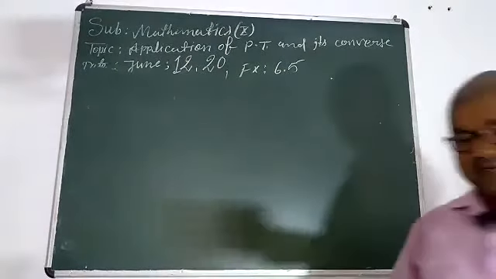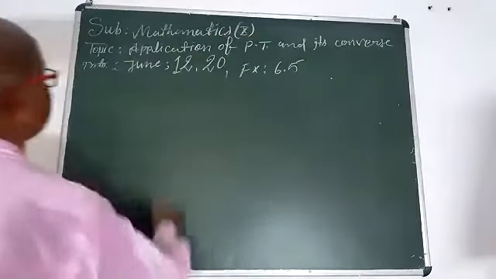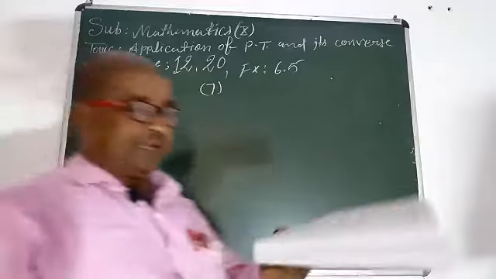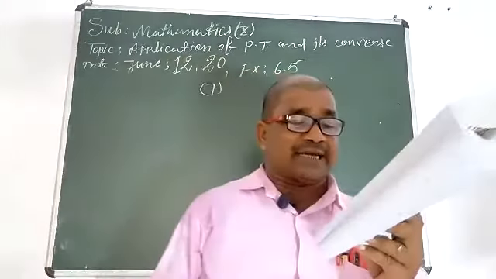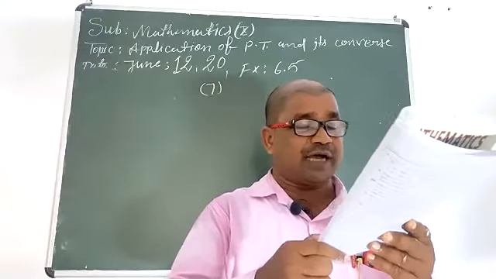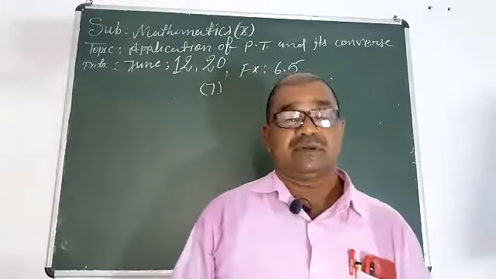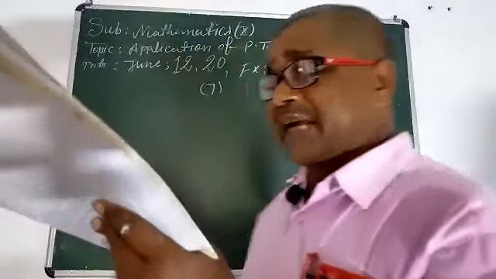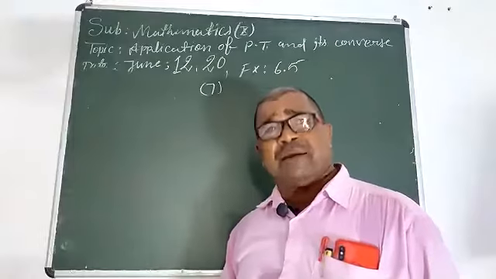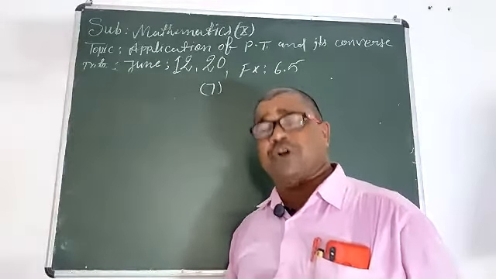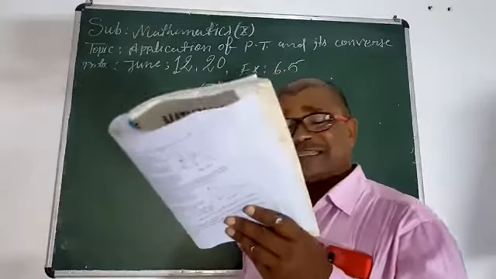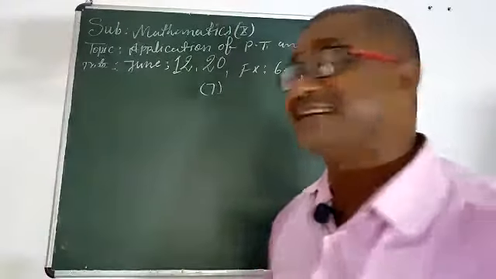Now question number 7. Please take your book. Prove that the sum of the squares of the sides of a rhombus is equal to the sum of the squares of its diagonals.